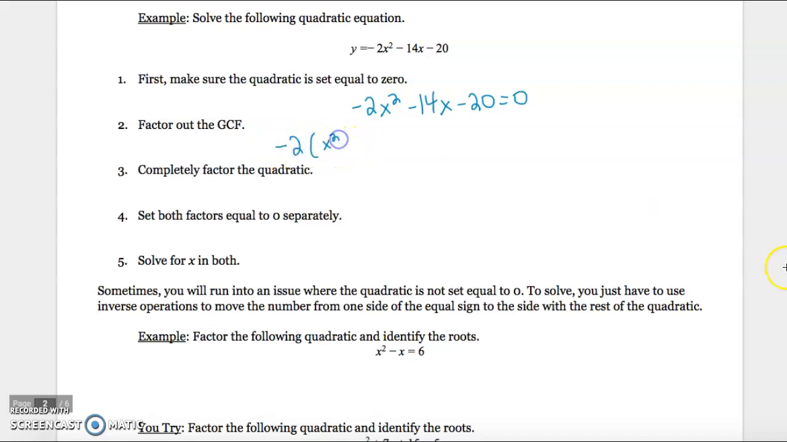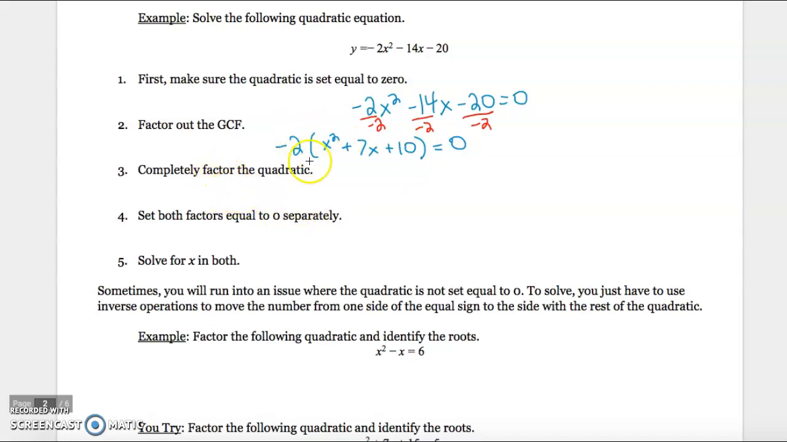To figure out what's left over, remember that we do division, so we can treat it as dividing everything by negative 2. It's important that I pulled out the negative as well, because you want your x squared term to be positive as much as possible. By getting rid of that negative 2, I've made my x squared term positive. Negative 14 divided by negative 2 is a positive 7x, and negative 20 divided by negative 2 is a positive 10. It's still equal to 0. All I've done is pull out the GCF.